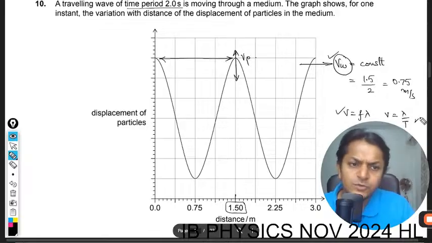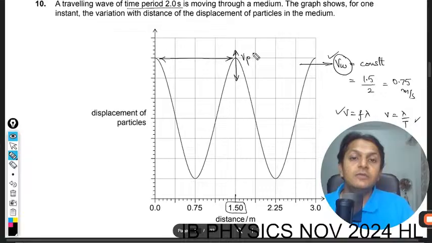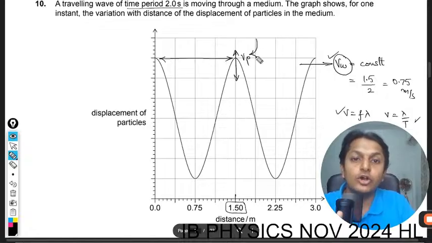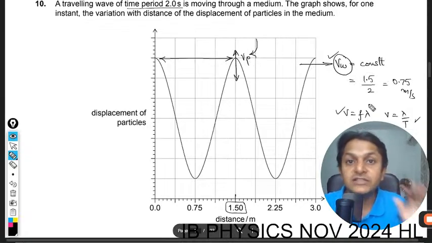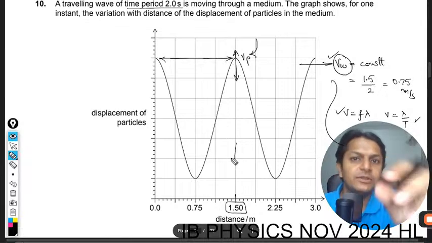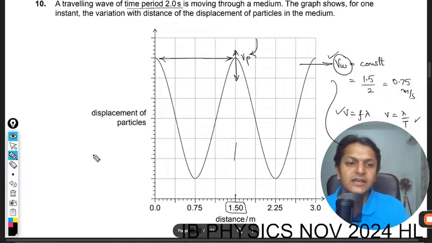Lambda by t, this is what we have done. f is equal to 1 by t, no problem at all. Why? Because they are not talking about the particles undergoing simple harmonic motion. If they talk about the particle, these formulas are not valid. Be very careful. At that time we would be finding the total distance traveled by the particle divided by the total time. That will give you the average velocity. But anyways, they are not asking that.